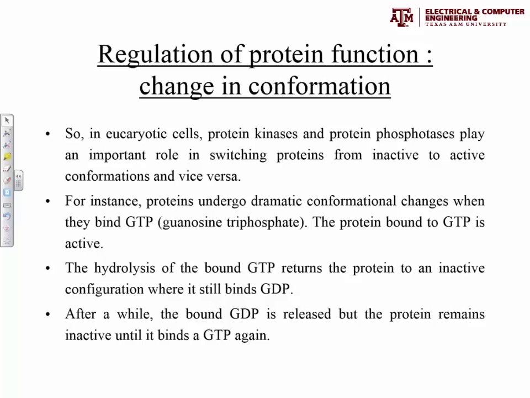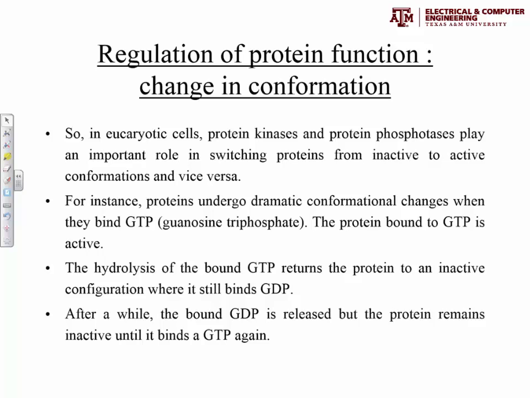So in eukaryotic cells, protein kinases and protein phosphatases play an important role in switching proteins from inactive to active conformations and vice versa. For example, proteins undergo dramatic conformational changes when they bind GTP. Just like you have ATP, there is a GTP because there is AGCT. GTP is guanosine triphosphate. The protein that is bound to GTP is active. In fact, it is hyperactive. It's like supercharged, like a hyperactive kid.